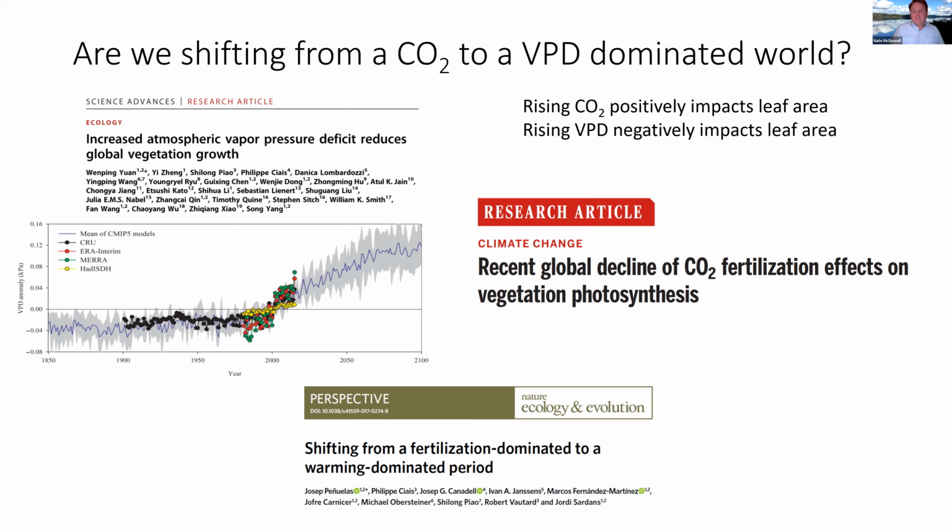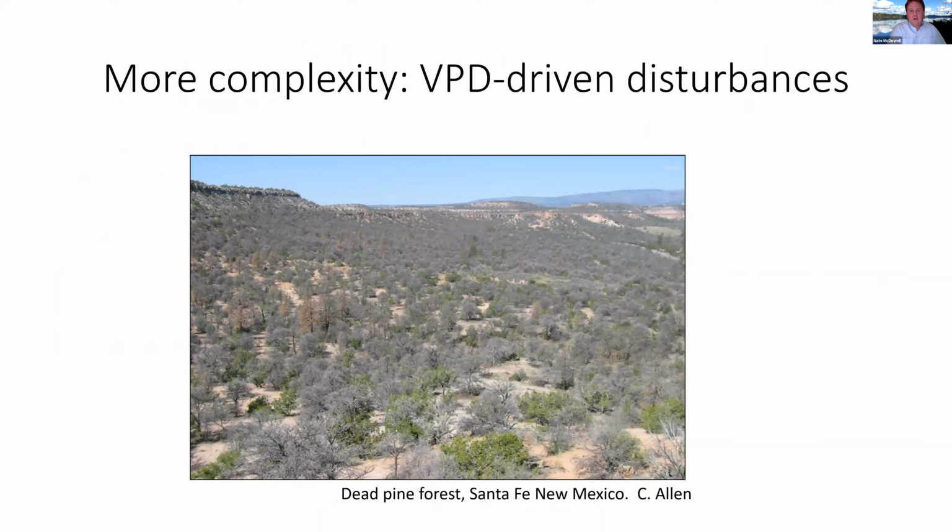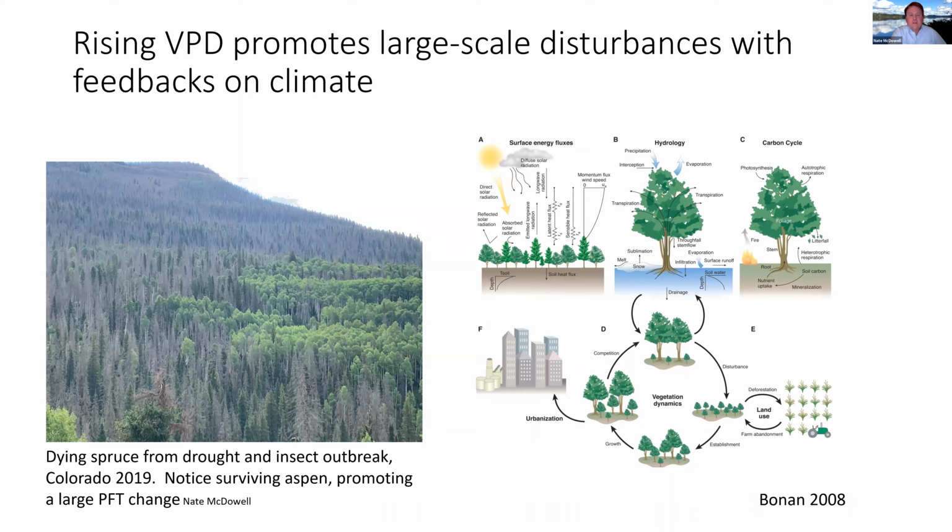There's a lot of questions that this brings up. However, I think it gets even more complex. We're going to go to the landscape scale now and think about VPD-driven disturbances, large scale disturbances that remove vegetation and have a big impact on transpiration potentially and carbon uptake.